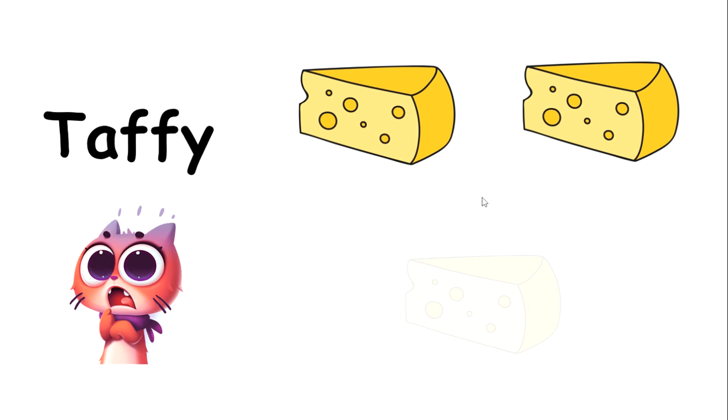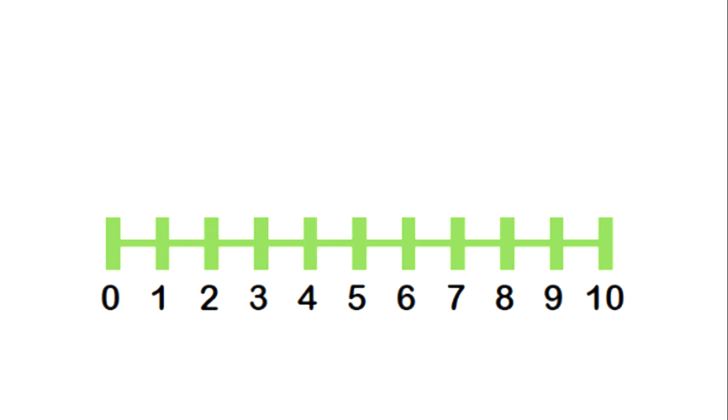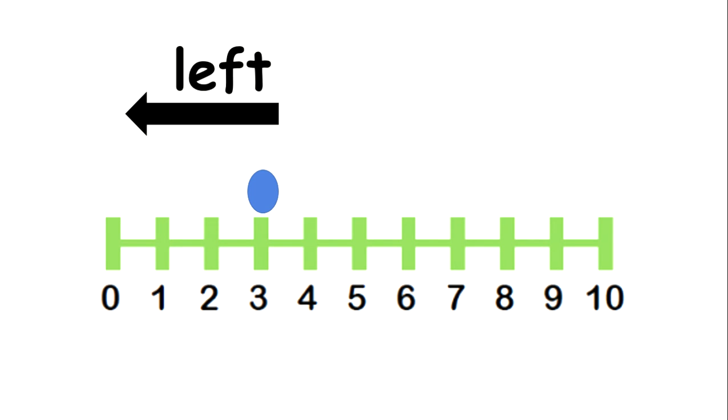Let's look at it on a number line now. So how many pieces of cheese did she have? She had 3 pieces of cheese. And remember, on the number line, when we're taking away things, we're going to hop backwards. We're going to hop to the left. Nice work. Yes, we're going to hop back to the left.